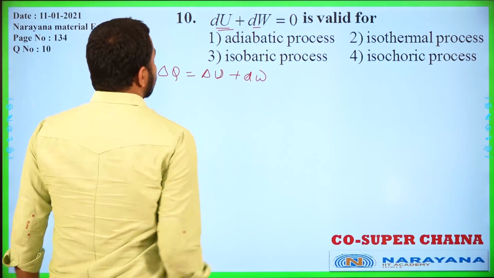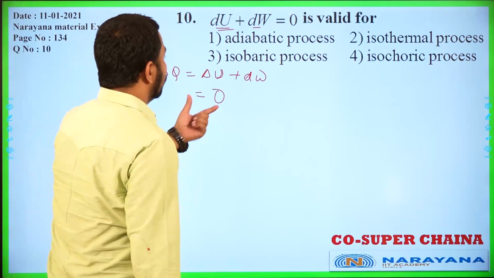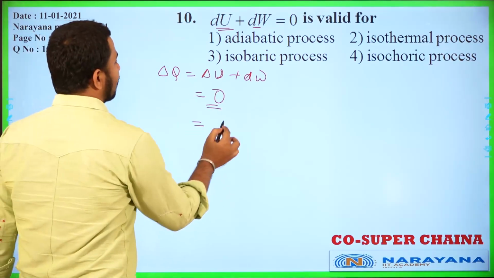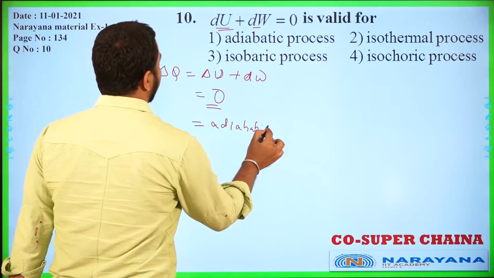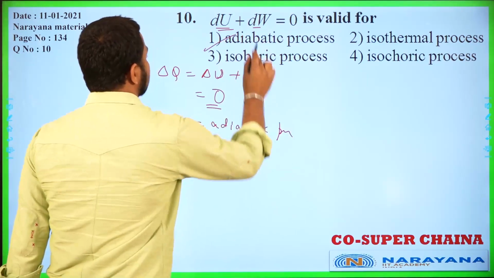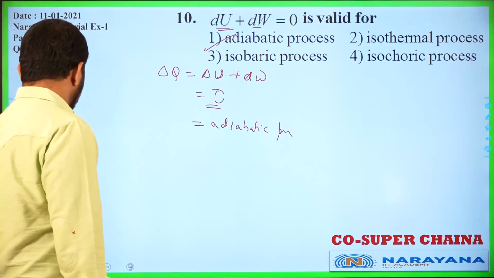So if this whole term is 0, we can write delta Q is 0, and if delta Q is 0, we can say that this process is called an adiabatic process. Okay, this process is adiabatic, and that will be the answer of this question, right? So pretty simple, these are the expressions.